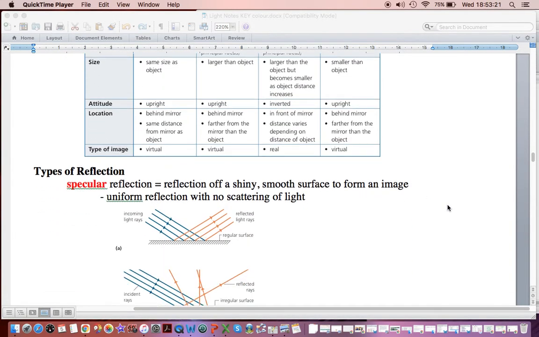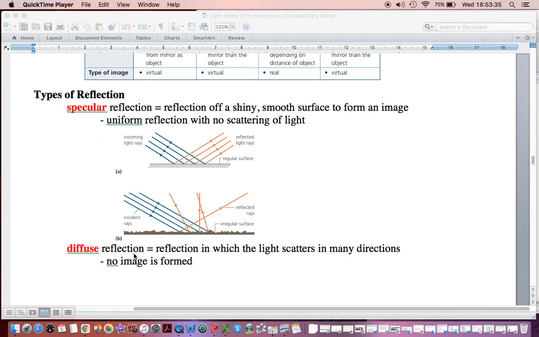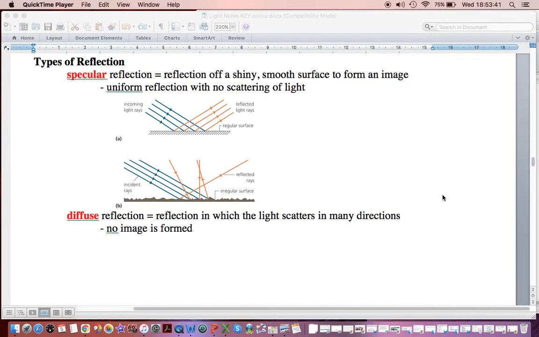As part of labs, you were told to know the difference between specular reflection, like what you get off a perfectly smooth lake or a mirror. You get what's called uniform reflection, where the rays come in and go out with no scattering. Off a bumpy surface, you get diffuse reflection because the light goes all over the place and you don't get a coherent image.